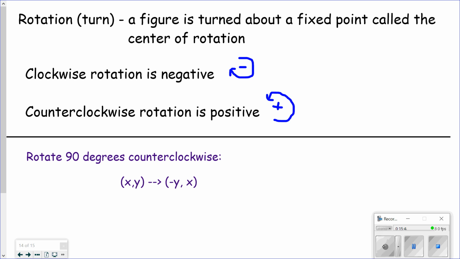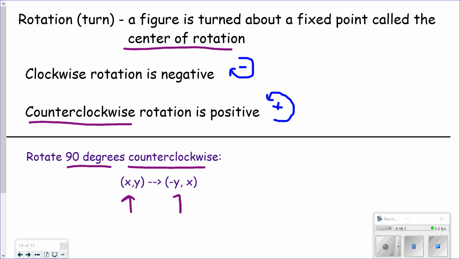Rotation. The rotation is just a turn. So a figure is turned about a fixed point called the center of rotation. Clockwise rotation is negative, so going in the direction of a clock, and then counterclockwise, going opposite of a clock, rotation is positive. If you rotate something 90 degrees counterclockwise, if you look at your original coordinate, we're going to flip the x and y value around and make the y value negative.